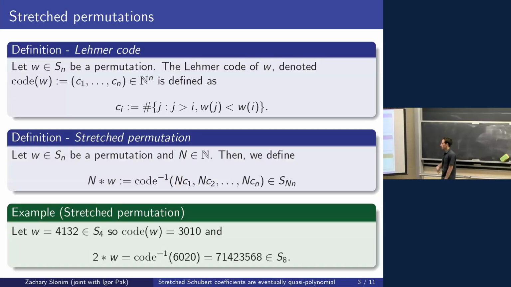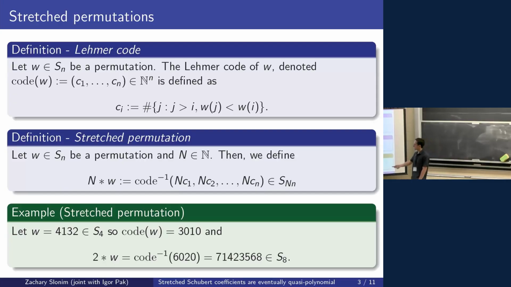We want to define something such that if we stretch a Grassmannian permutation, it corresponds to the same stretching of partitions. And so to do that, we're just going to scale the Lehmer code. The Lehmer code is defined as a tuple of natural numbers, where the ith entry is the number of j larger than i where w of j is less than w of i. And then we scale this Lehmer code by the natural number, and then we can take the inverse code function. I think it's best described by an example if you haven't seen this before.